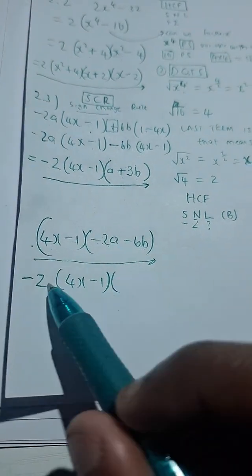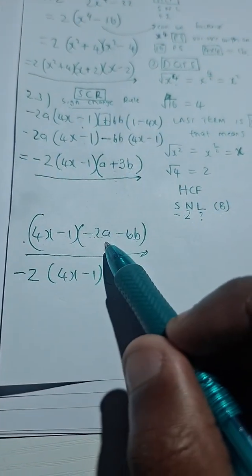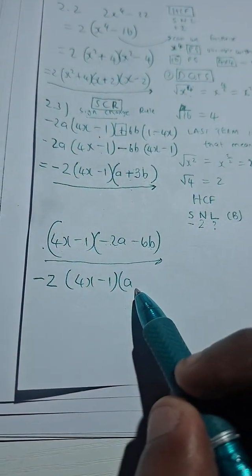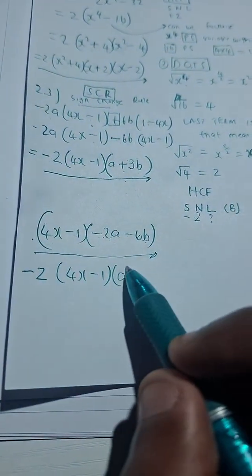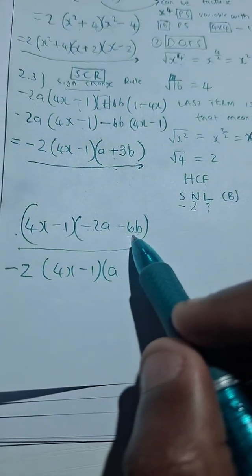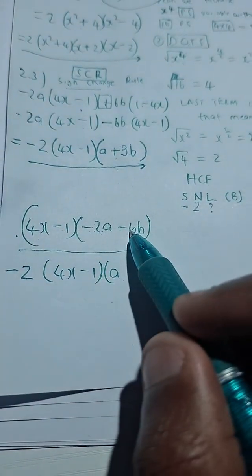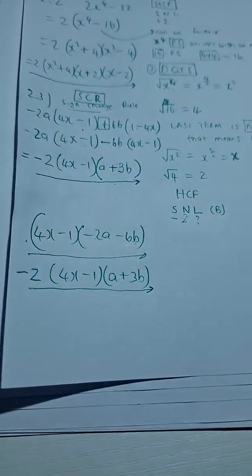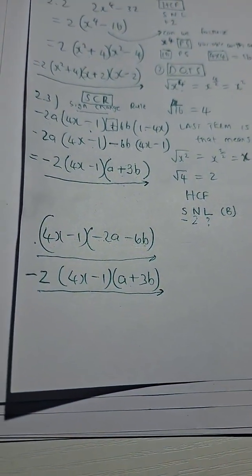Now check this out. Since you took out a negative 2 for this bracket, what gets left behind? A that is positive. Remember, you took out a negative 2, so there's a that is positive that is left. And then for this last term here, negative 2 times what gives you negative 6? Positive 3b. Then those learners, they complete the factorization.